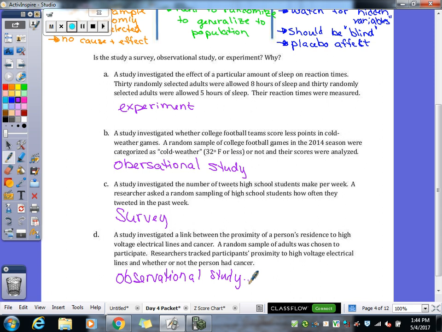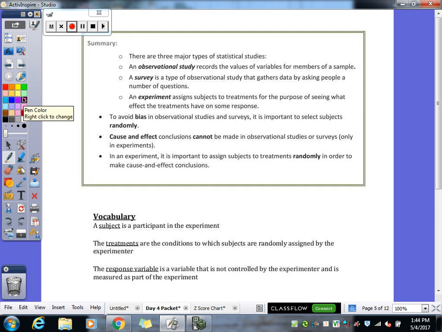So let's take a look at the next page. This one's going to go fast. Quick summary. We have 3 types of statistical studies. Your observational, your survey, and your experiment. You always need to avoid bias by making things as random as you possibly can. Cause and effect can only be determined from experiments. You cannot determine a cause and effect from an observational study or a survey. And again, in an experiment, it is important to make sure everyone is randomly assigned. They're randomly assigned into the 2 groups and then randomly assigned treatments for it.